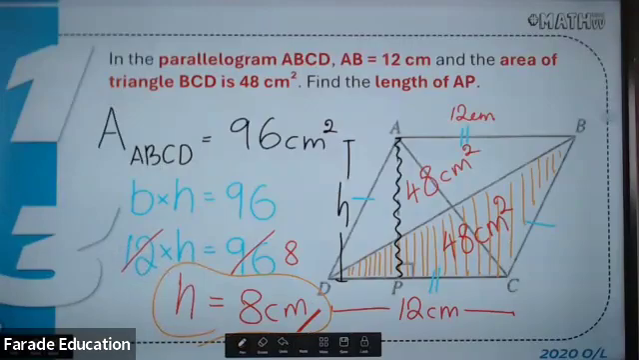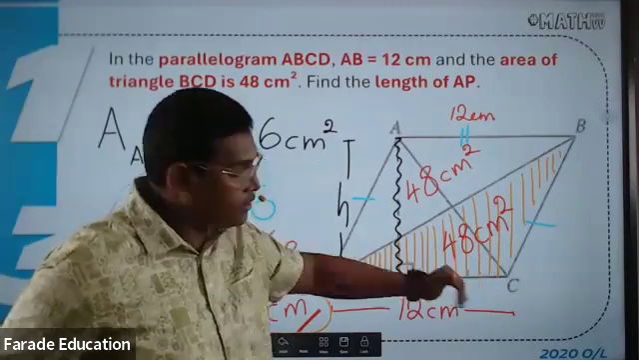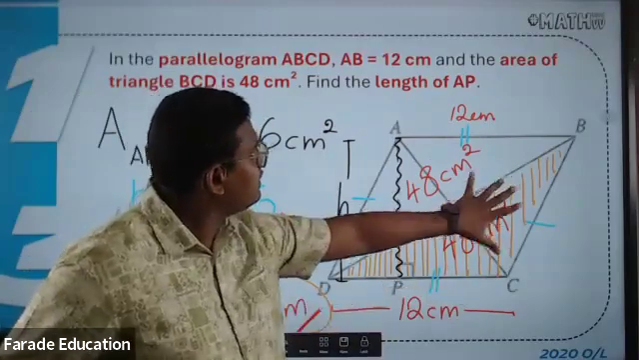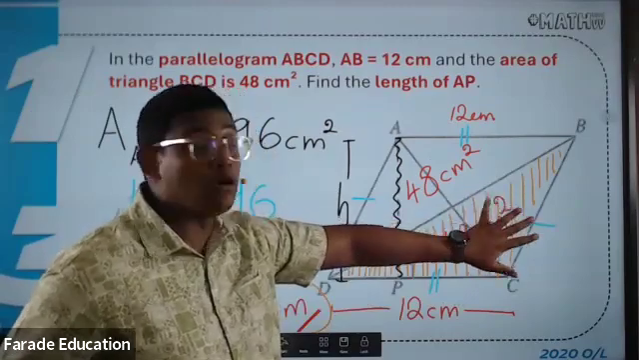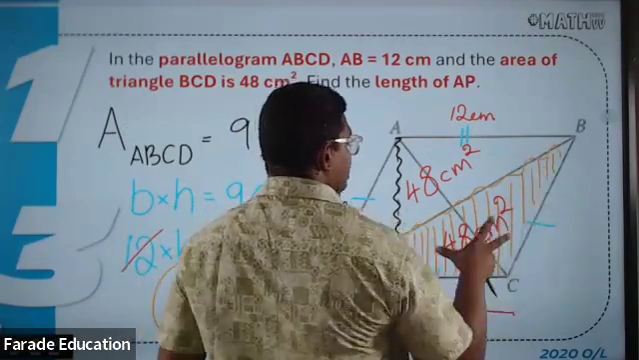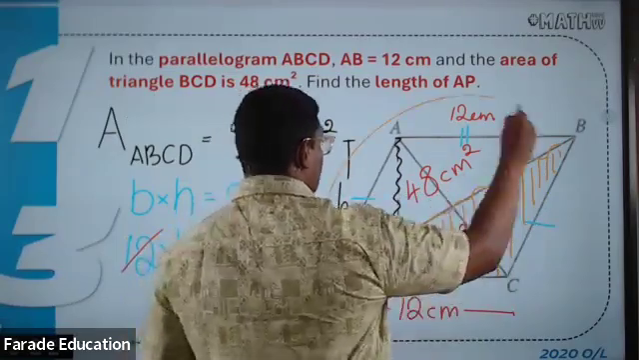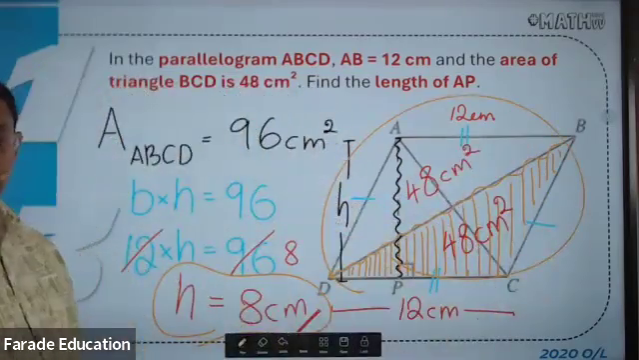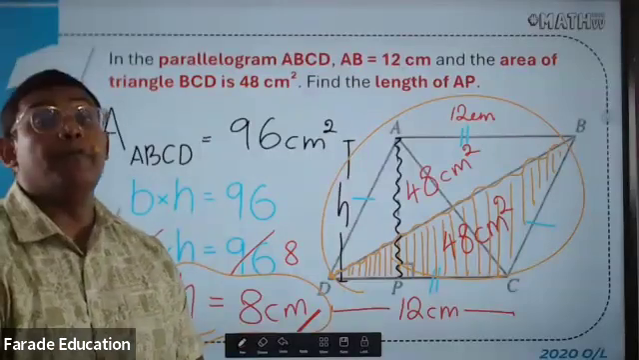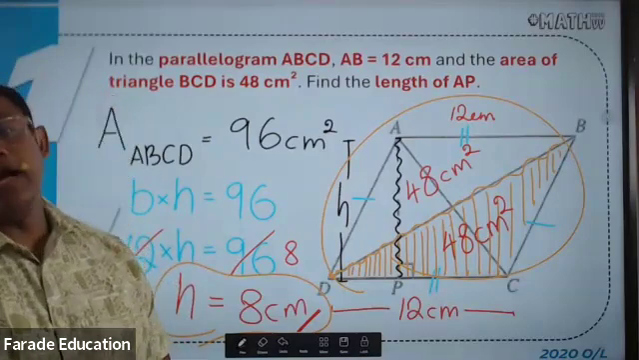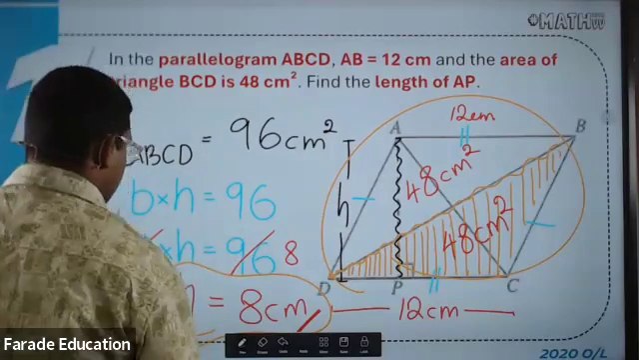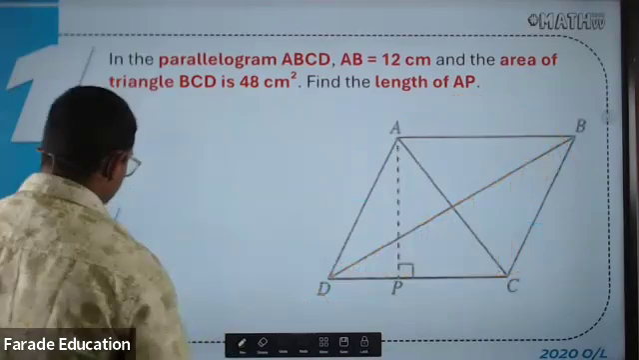Clear? It's very simple. First, you need to know this is equal to this. Why? ABCD is a parallelogram. Opposite sides are equal. If this is 12, this region is 48 centimeters squared, and we know the diagonal bisects the area. This is the diagonal we have. If this is 48, this is also 48. So the total area is 96. But we also know the area of a parallelogram is base into perpendicular height. Base is 12, perpendicular height is AP, I have marked as H. So H is 8 centimeters. That's it. Okay, that is done.